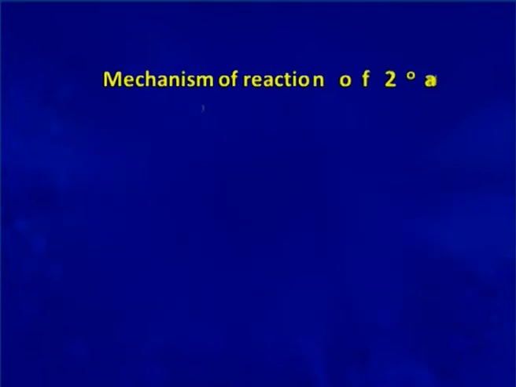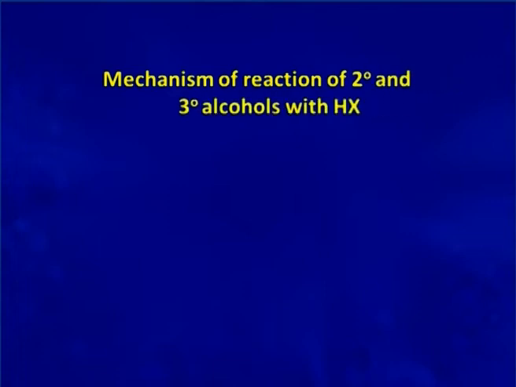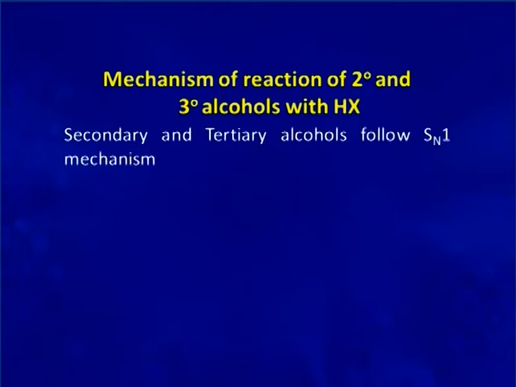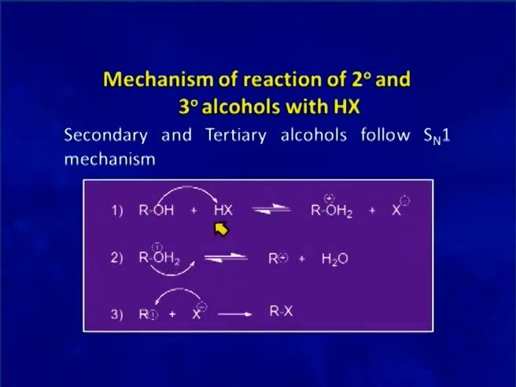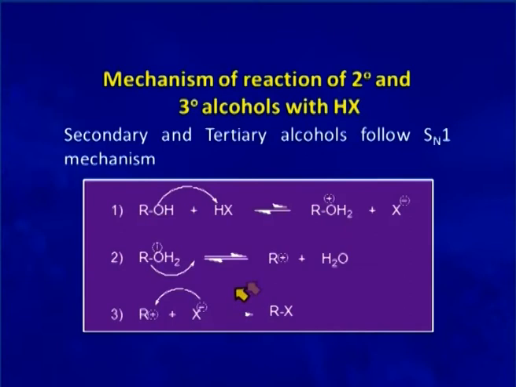Now, the mechanism of reaction of secondary and tertiary alcohol with hydrogen halide follows SN1, where the first step is the protonation step, that is alcohol reacts with hydrogen halide, forms protonated alcohol. The second step is the removal of leaving group water and formation of carbocation. The third step is the attack of the nucleophile halide ion to form haloalkane.